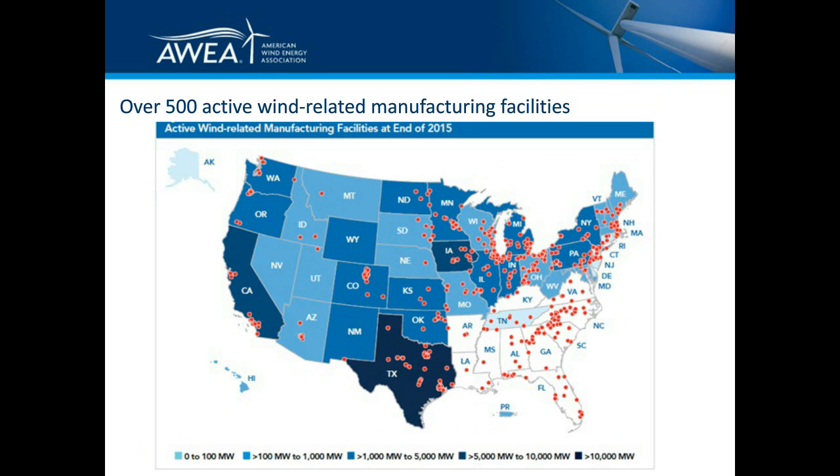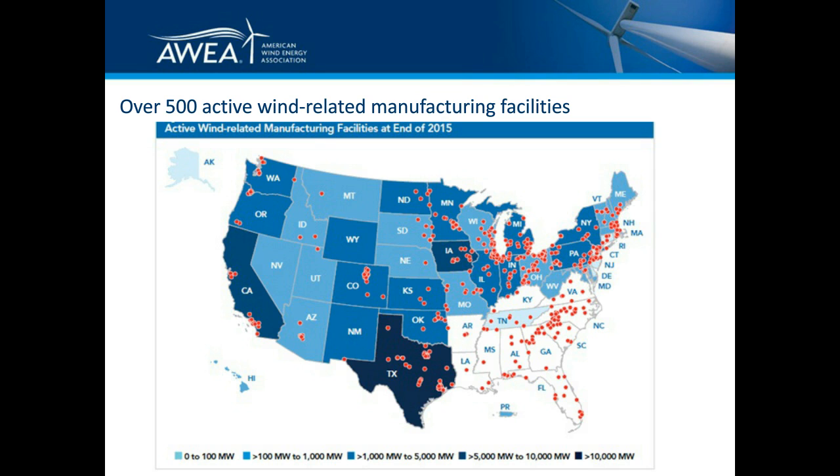I'll quickly jump into the manufacturing footprint in the U.S. So this map just depicts all of the wind-related manufacturing facilities that are deployed across the U.S. We've got over 500 active facilities that employ roughly 21,000 folks. Pretty much every component in the value chain is represented in the U.S., including the large component suppliers.